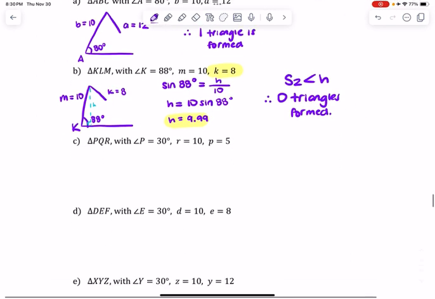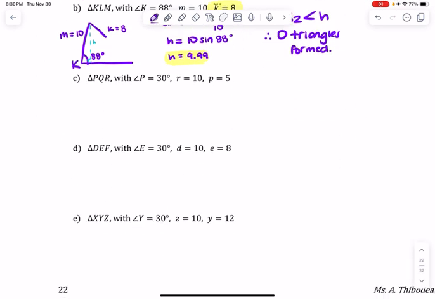Okay, your job. Pause the video. As soon as I say go. I haven't said go yet. Pause the video. Try the next 3 on your own because in all cases, you will either have an obvious case or a case where you'll have to calculate the height. And you know how to do that now. So pause the video. Try it on your own. Come back after you've done them.